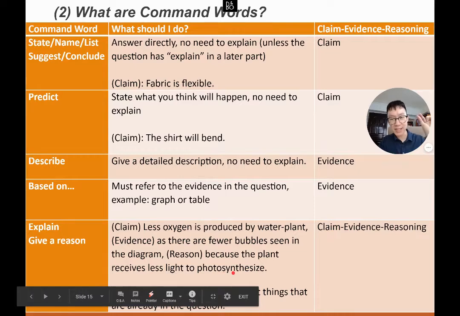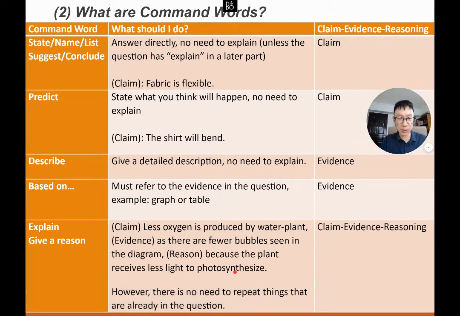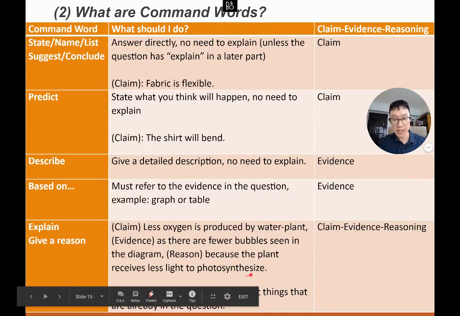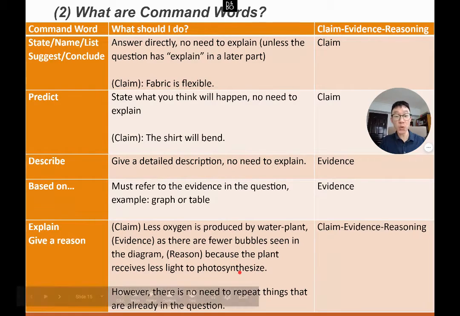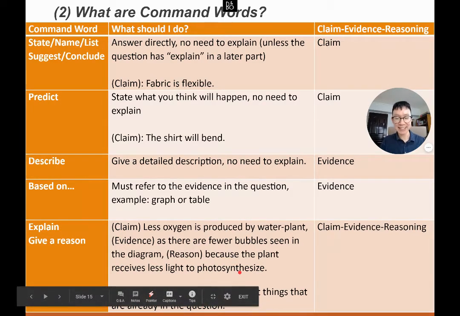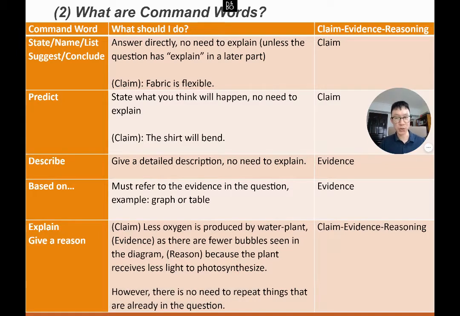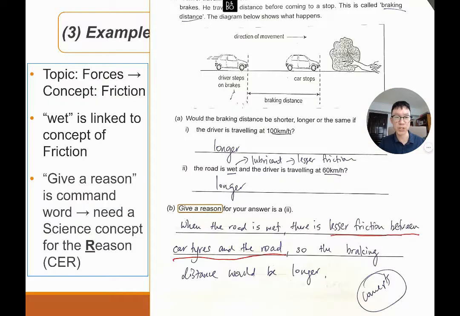So the word here that's important is photosynthesize, and the reason it's important is because that's the science concept being tested. If there's no word photosynthesize, then we don't know that the students understand that the question is about photosynthesis. Okay, so that's how we use command words to help our students understand the success criteria of the question.